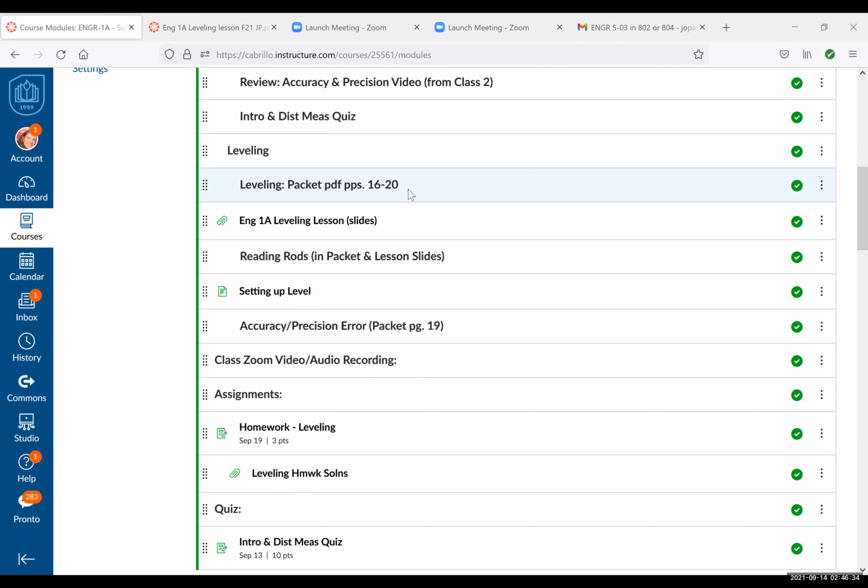So we're going to be looking at some of the packet pages 16 to 20. And remember, the packet is in week 0. And then we're also going to look at some slides. So I'm going to pull up the slides right now.